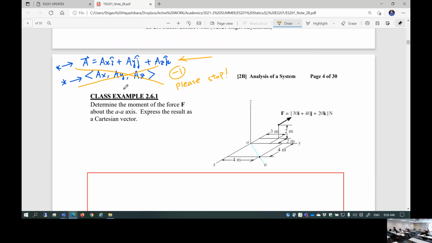And this is not convenient for analysis and computation anyway. It's just an expression, but it doesn't fit nicely into your equation or calculation. That's why. Okay.